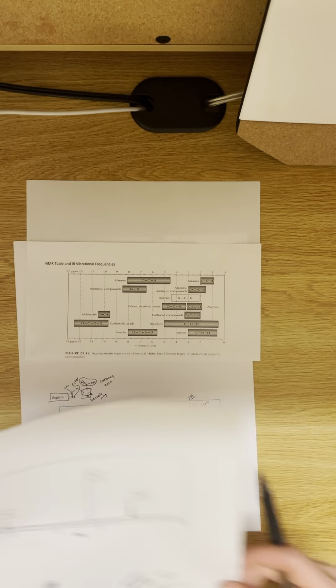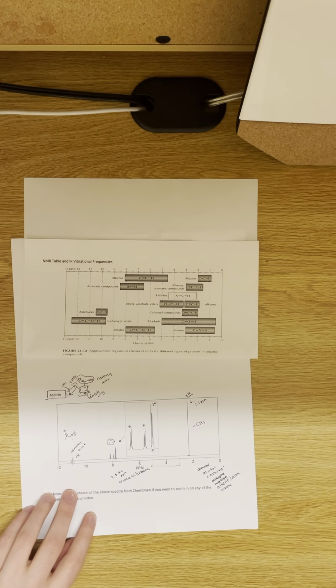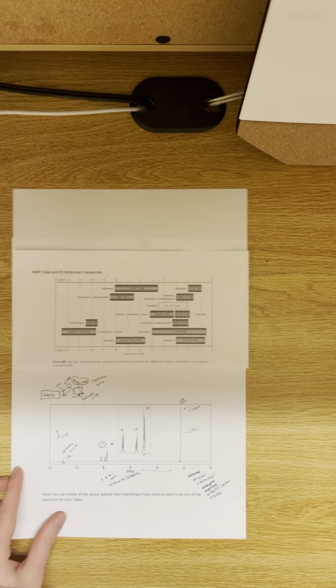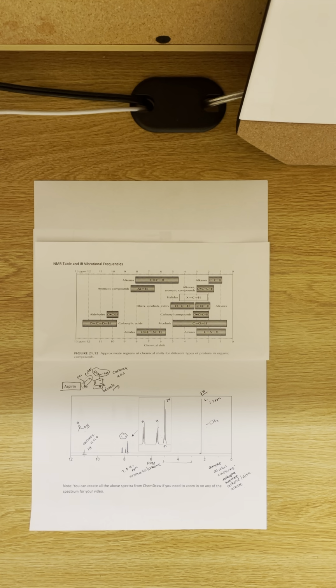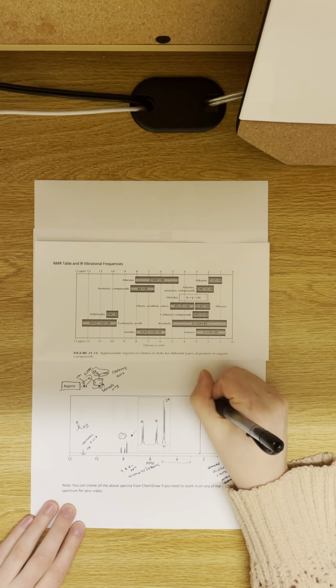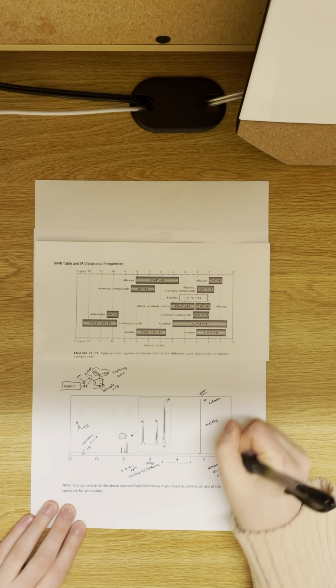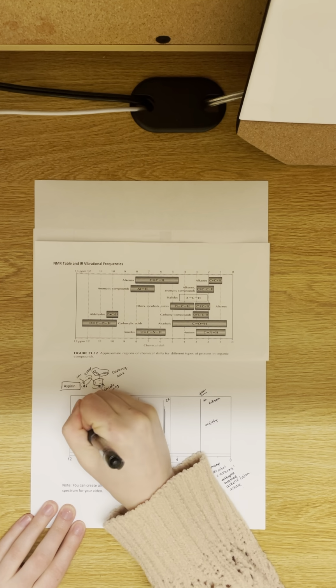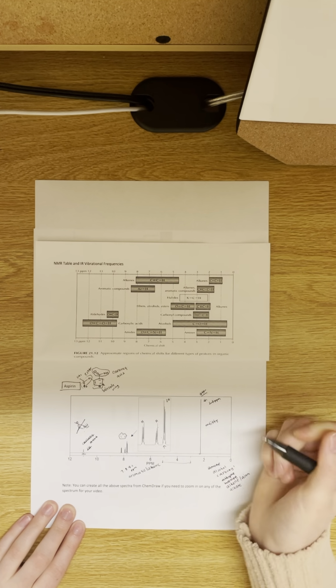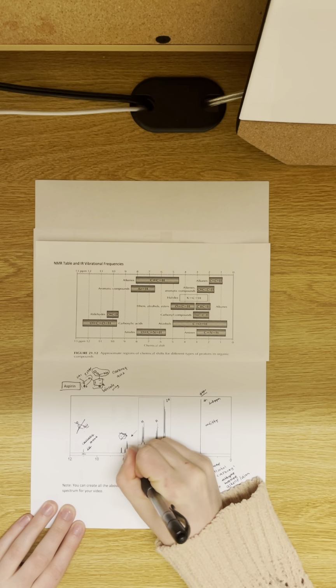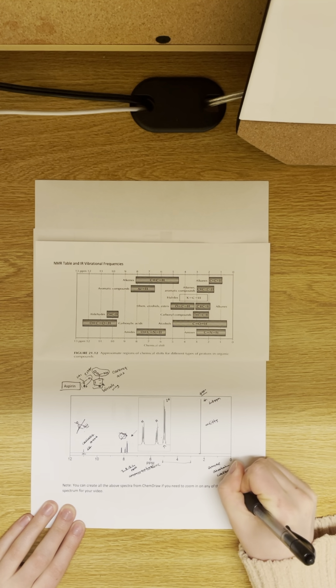Now we're going to move on to a slightly trickier structure, which is going to be the H-NMR of aspirin. Again, sorry for the writing already. I did this before and it did not save. Okay, so we're just going to start at the beginning.